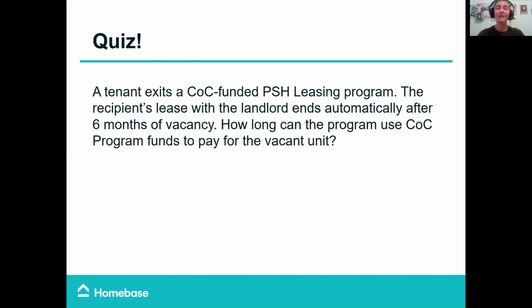Go ahead and have a think. It's a leasing program. You have a lease with the landlord, and it ends automatically after 6 months of vacancy, and you have a vacant unit. How long can you keep using your leasing funds to assist that unit while it's vacant? And your choices are until the end of the months that the client exited, until the lease ends 6 months after the client exits, or CoC leasing funds can't be used to pay for vacant units.